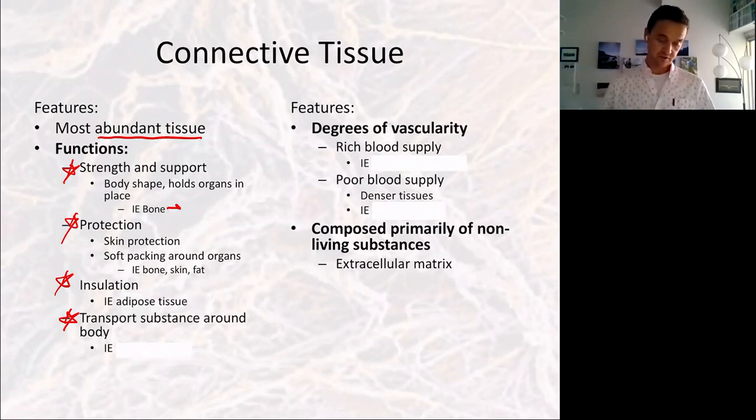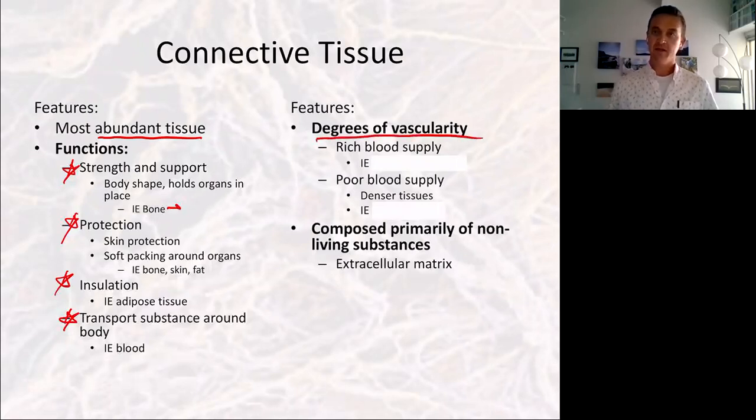Insulation, adipose tissue, also called fat. And then transportation of substances around the body. You probably guessed it, that's our blood. Our blood is considered a tissue. It's considered connective tissue.